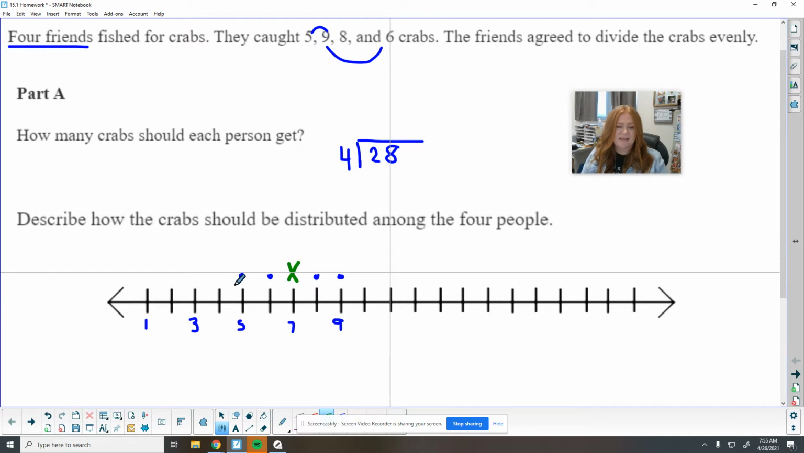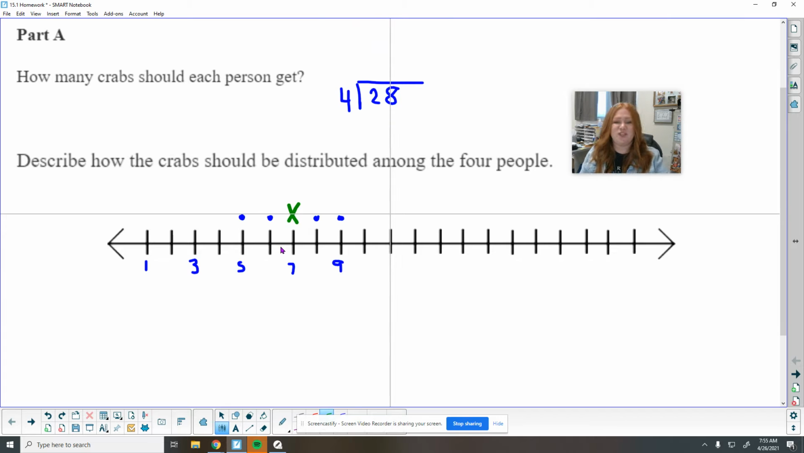Right? I can see that these are balanced on either side of that. So this is 1 away and 2 away is 3. This is 1 away and 2 away is 3. So they each have a distribution of 3 crabs on each side, and they've got to make it so that they get to 7. So describe how we should distribute the crabs, right? So we've got to get everybody to 7.